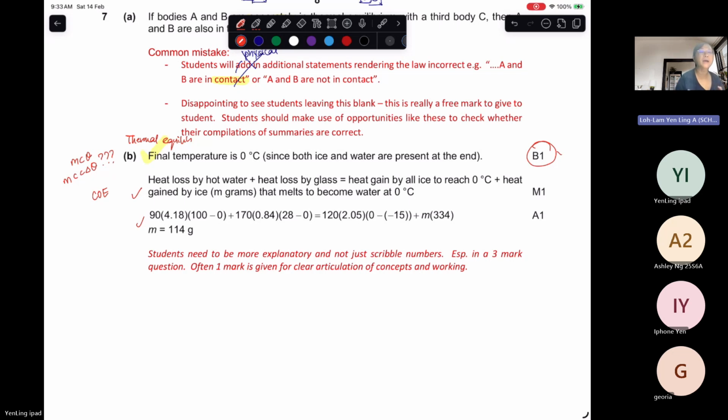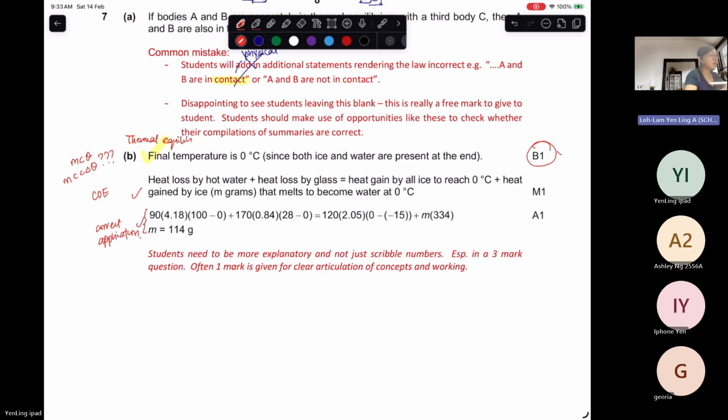All right, so heat loss by hot water plus heat loss by glass will be equal to heat gain by the ice to reach 0 degrees Celsius, and by the ice that melts to become water at 0 degrees Celsius. Okay, so all this put together, and the numbers put in appropriately. So this comes together in the correct application.